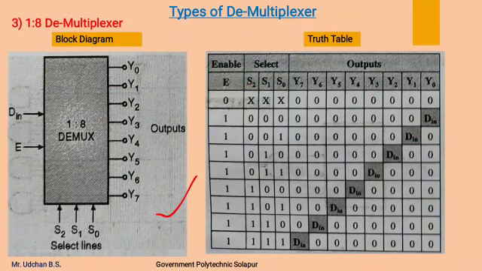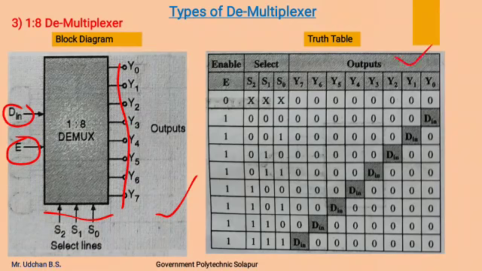This is the block schematic, which contains a single input, 8 outputs Y0 to Y7, 3 select lines S0, S1, S2, and an enable input for the on and off of the demultiplexer. This is the truth table of the 1:8 demultiplexer. So using K-map we can find the equation of each output line, and we can realize the 1:8 demultiplexer in the same way as we have realized 1:2 and 1:4 demultiplexer.